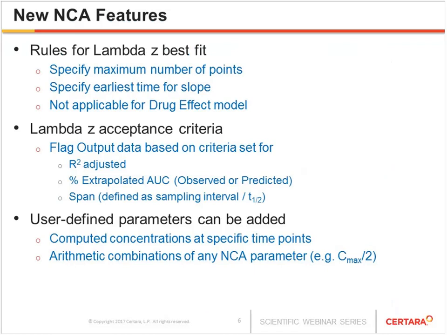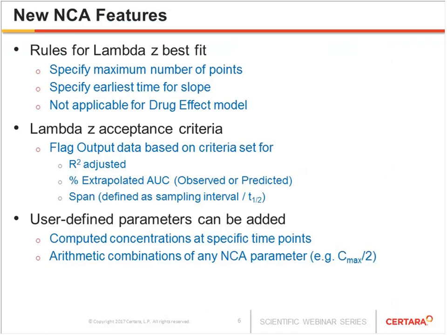So we have new rules for the Lambda Z best fits. You can now specify the maximum number of points that you want to include in the curve. Phoenix WinNonlin always starts with the rightmost point, or the last observable concentration, and then works backwards, starting with a minimum of 3 points and then increasing as it adjusts for the maximum adjusted R squared. You can now specify that you don't want to take more than a certain number of points for all subjects. So maybe you want no more than 6 data points.